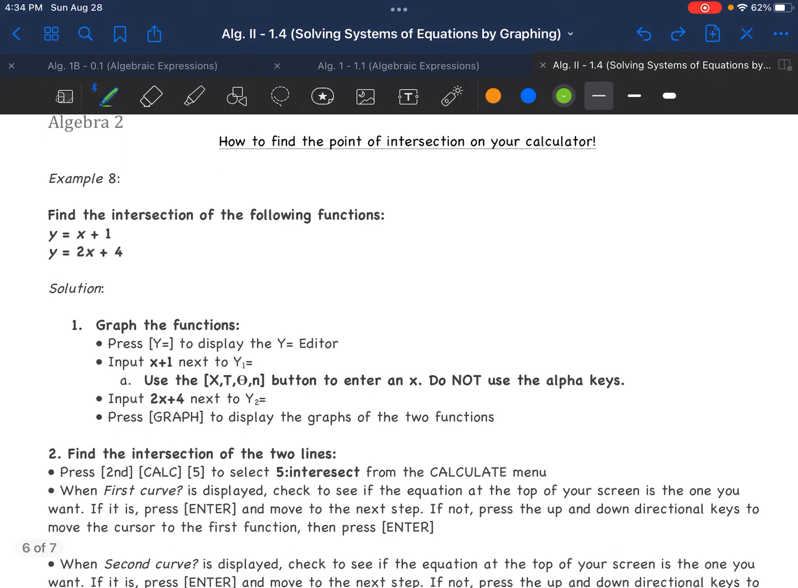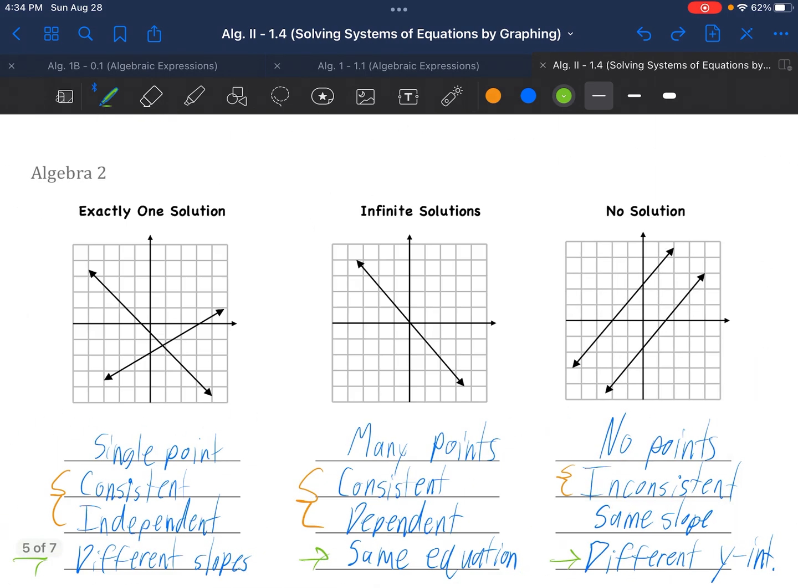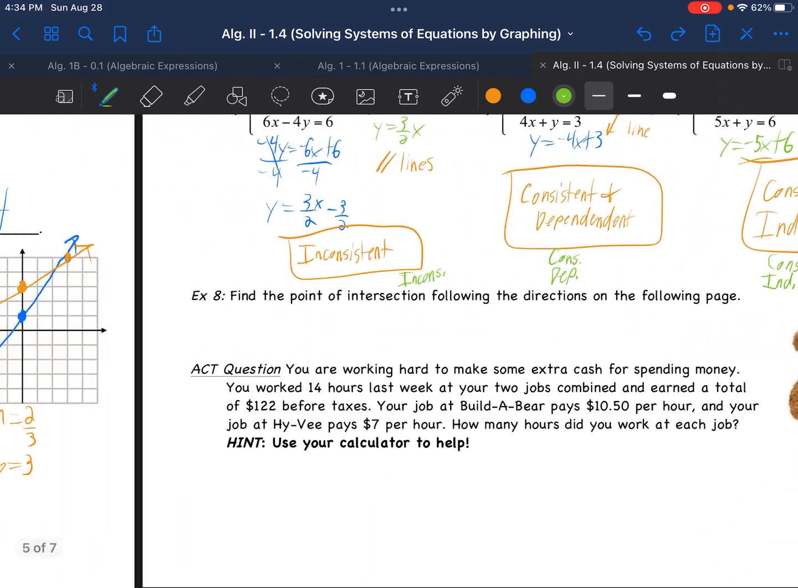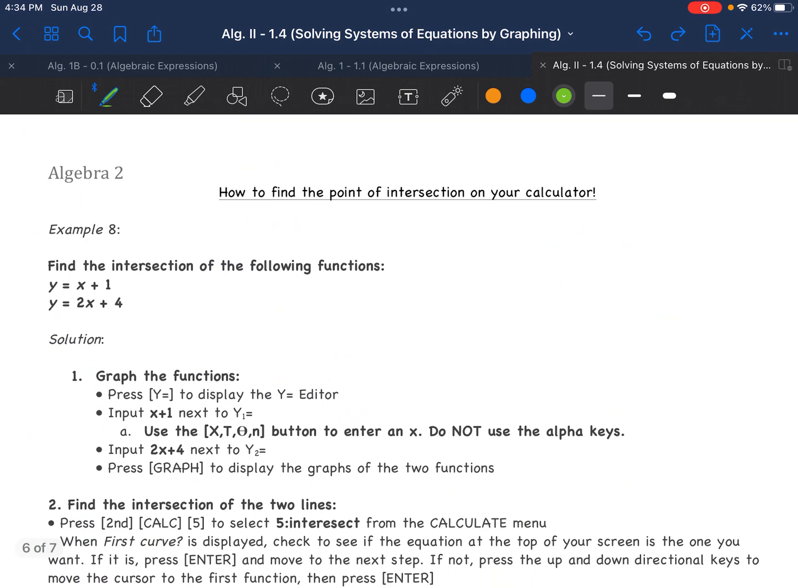So if you follow the instructions here for a separate problem that is not what this ACT question is with the bear, we're asked to find the intersection of these functions. But we want to use a graphing calculator this time. That'll actually help us quite a bit. So we're going to go through some instructions on how to do that.